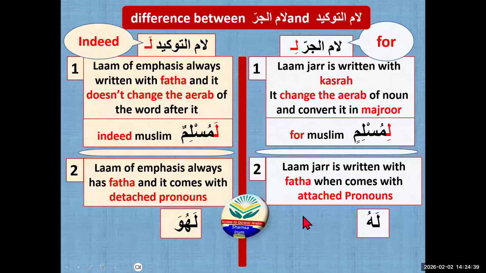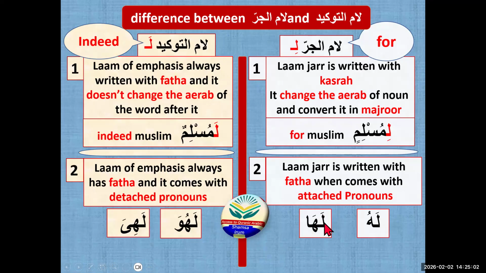Okay, let me complete all the examples, then I will give you some more tricks to make it easier, inshallah ta'ala. Laha. Look, this lam also has fatha. On the other hand, lahiya, this lam also has fatha on top of it. But how can we differentiate which lam is lam jar and which lam is lam of emphasis?